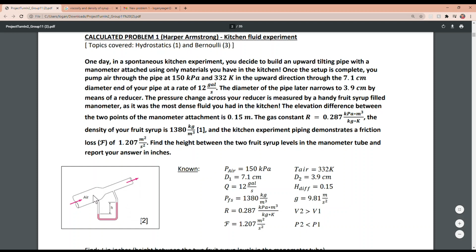pressure difference between point 1 right here and point 2 right here. So hydrostatics is involved because this delta H, you use the density and the gravity to find this change in pressure, because the manometer is going to be used to find that change in pressure.